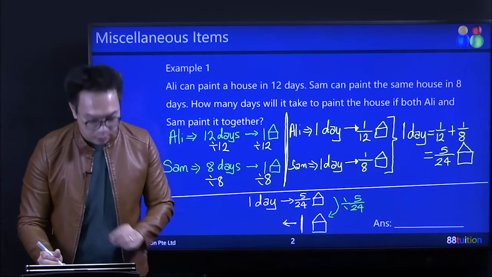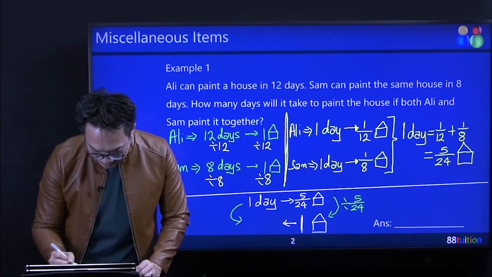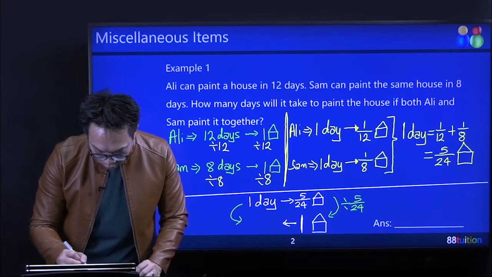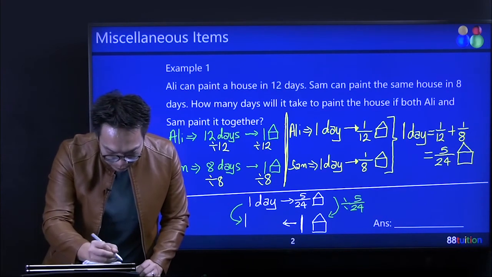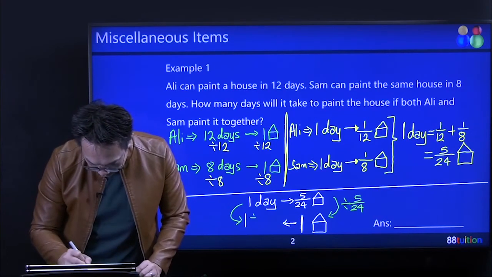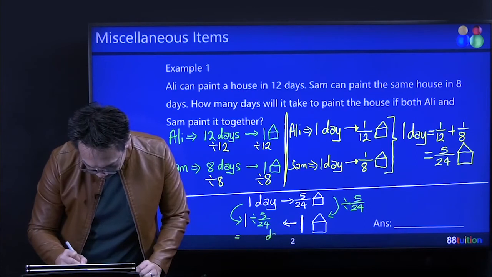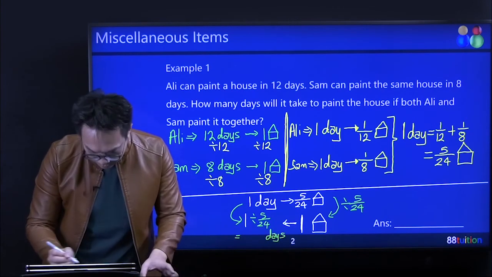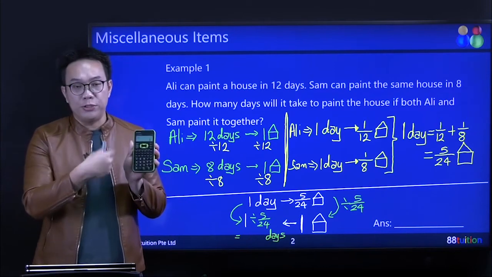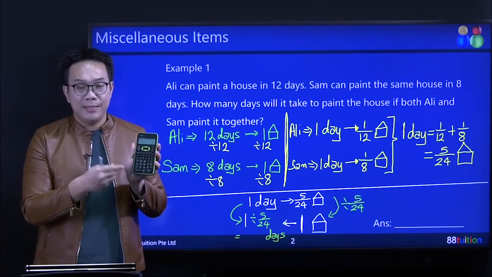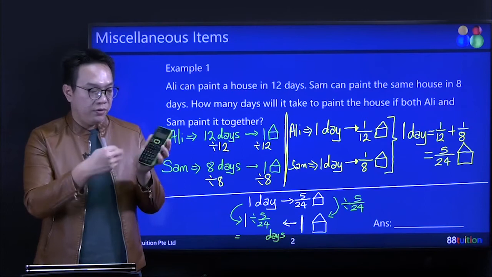If you do that on the right, what must you do? Yes, clever. You must do that on the left. So 1 is here. It's actually 1 divided by 5 over 24. Okay, what do you get? How many days? Press your calculator. So 1 divided by, actually my 5 over 24 is still inside my calculator. It's saved inside the previous memory.